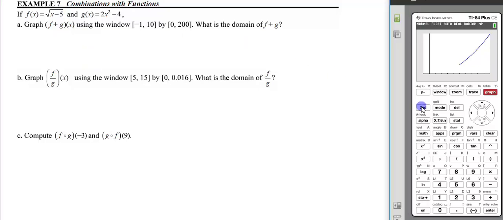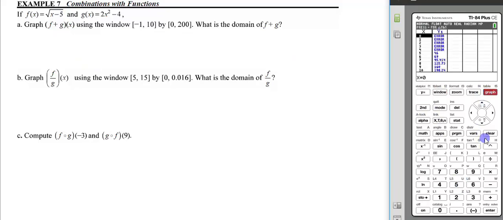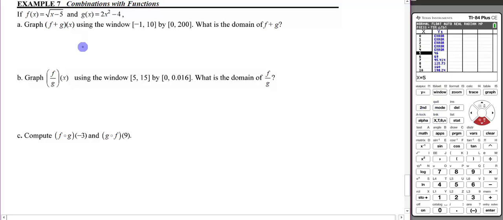You can even look at the table. Let's say that I start my table at 0 and I look through my table. The first integer we see that it is defined for is 5. So the domain is going to be from 5 to positive infinity.